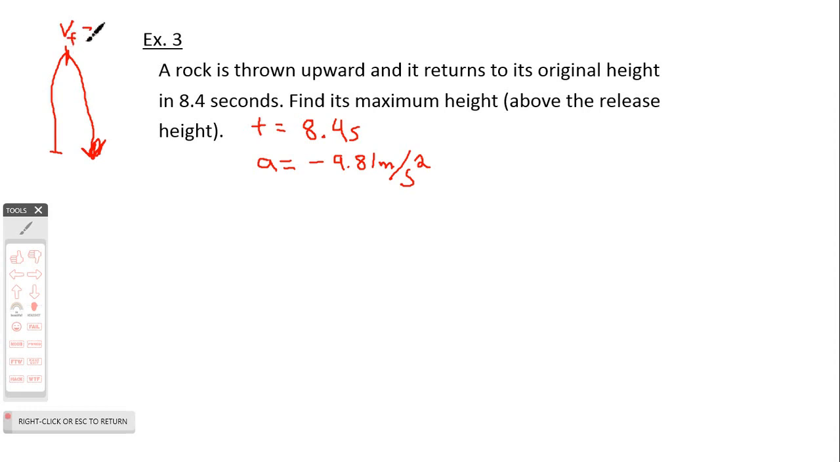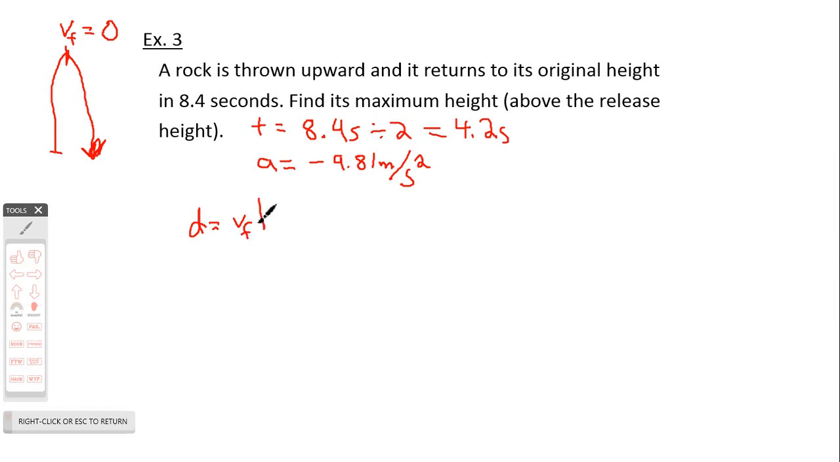And here we've got something important. We don't know our initial speed. We do know acceleration. And it looks like we don't have enough information here. I don't know a distance. I don't know an initial velocity. I don't know a final velocity, but wait.